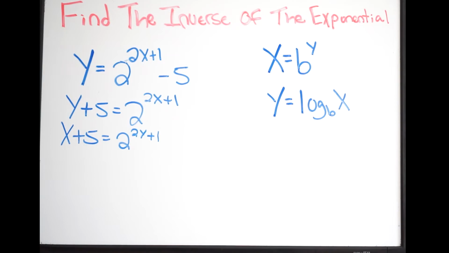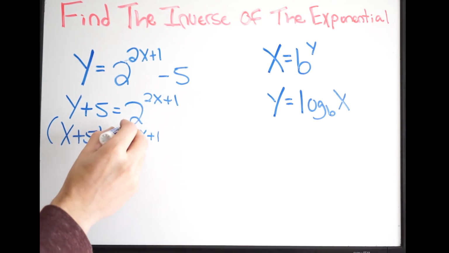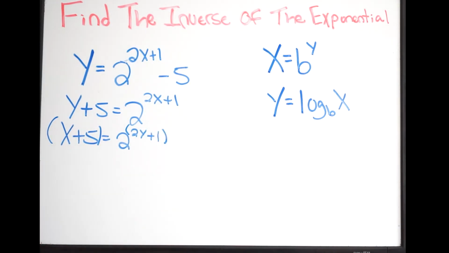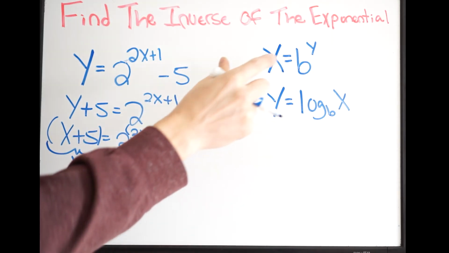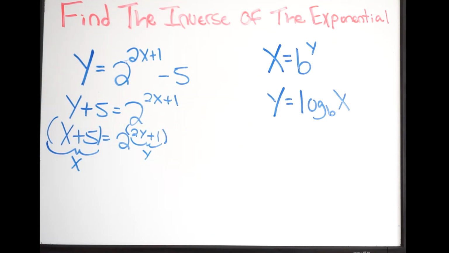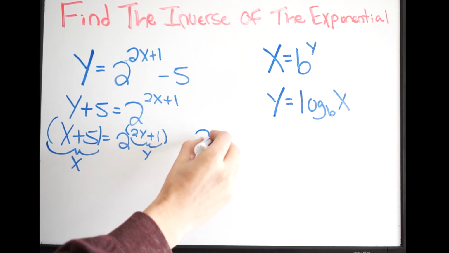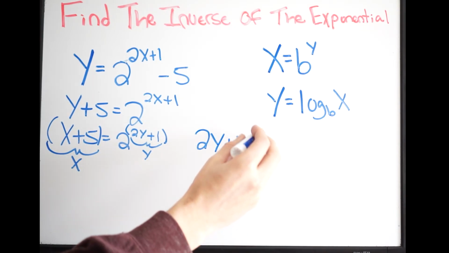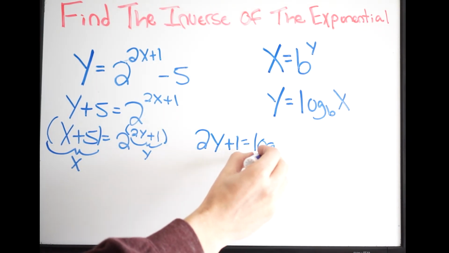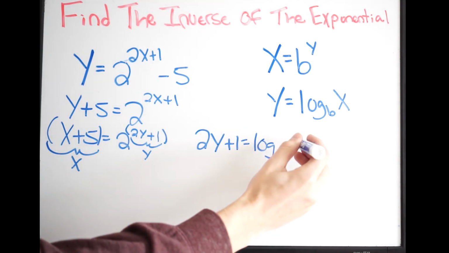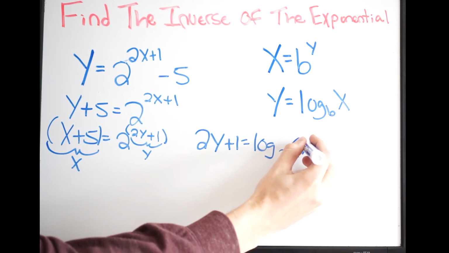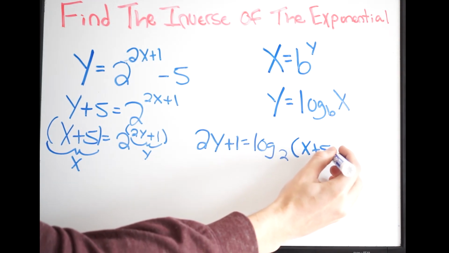And at this point, what I'm going to do is just go ahead and put this in parentheses so it's a little easier to see. So now, again, this whole part right here is like my x. This whole part right here is like my y, just looking at this right here. And now we're just going to rearrange it. So I'm going to take my y and bring it down. So I get 2y plus 1 equal to log. Now my base is 2. And we're going to bring this whole thing over to the right side, leave it in parentheses, I get x plus 5. And there we are.